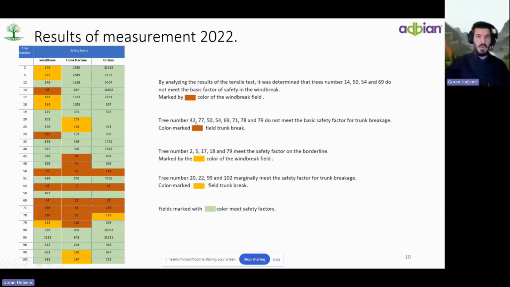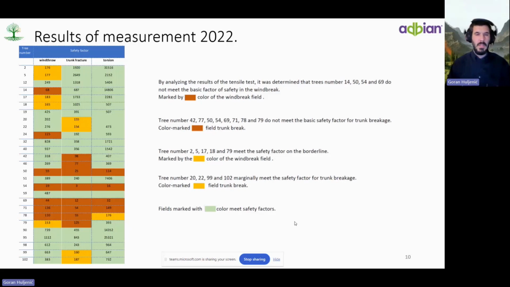And now you see there are some colors which are explained in the text that you can see. So the green ones are okay, because each of these safety factors has to be above 150%. This is like in construction, where there is sometimes a safety factor of 10 or 7. It depends what you're doing. But in arboriculture, we agreed we accept a safety factor of 1.5.